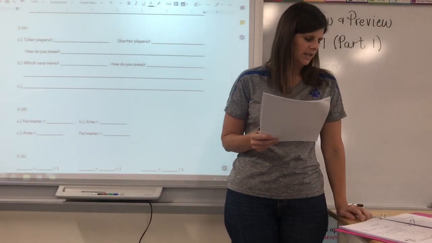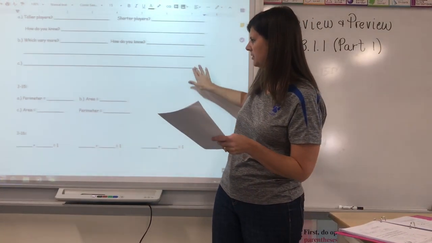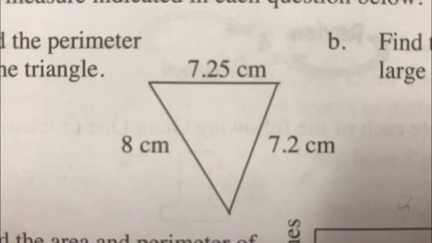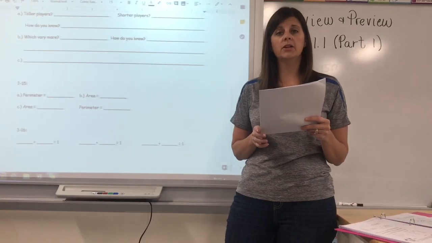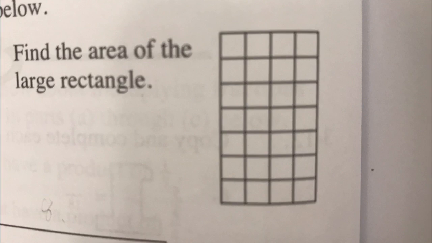In question 15, they're going to show you a figure and it asks you to find some information. So on Part A, there is a triangle. They want you to find the perimeter. And since we've got a couple of decimals and a whole number, you need to make sure that you line up your digits and your decimals before you add those together. Don't forget your label.